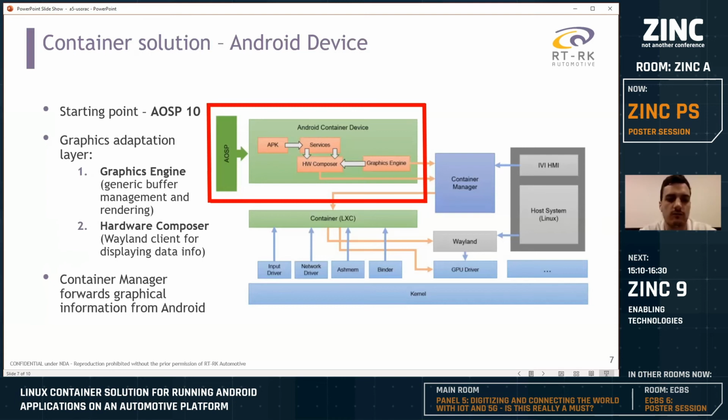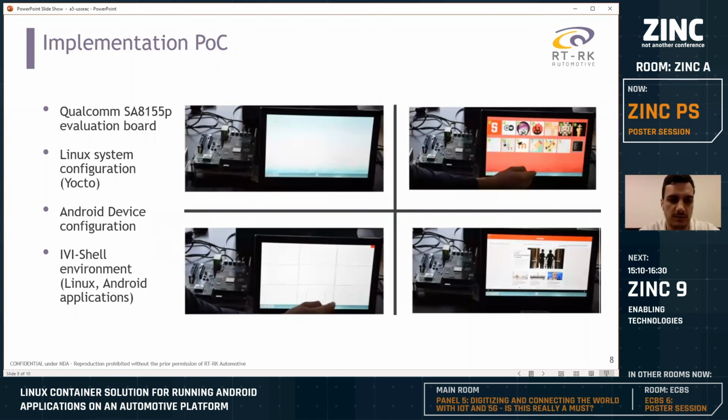Okay, thank you. For the bridge communication, as it could be seen on this solution graph, all the communication between Android and Linux host operating system is achieved using the Container Manager API. Regarding implementation, our solution is currently implemented on the Qualcomm Snapdragon evaluation board. We configured the Linux using the standard Yocto project. The Android device is also configured in a standard way. And as it could be seen on this partial picture, on the bottom left side, a Linux application is being run, and on the bottom right side, an Android news application is executed.